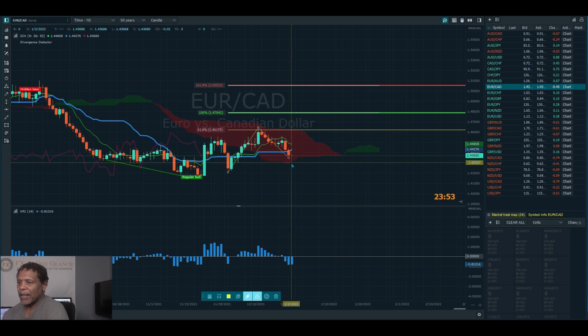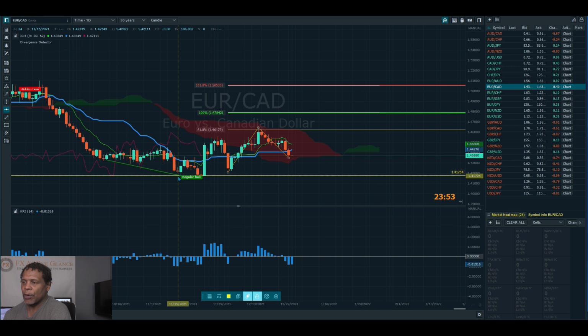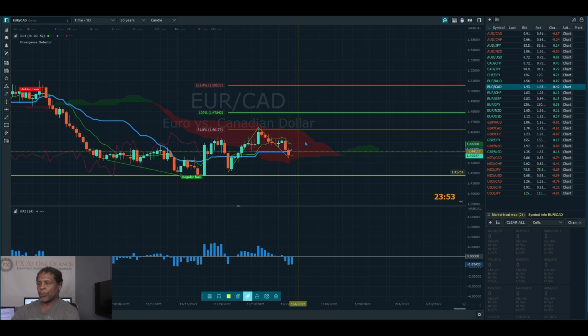Now, if we break below the cloud, again, we're right at the point where things could become bearish again. Then we would see things move to possibly back to this low. All right. So we could see the Kumo breakout, and then we'll get a crossover here, and then the market might push back down to this level. But if not, I think we hold here at the cloud, then we push higher.